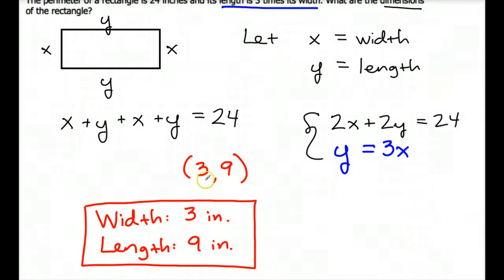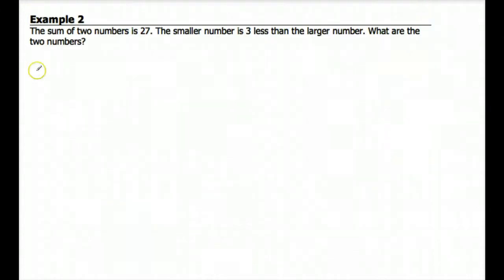Okay, if you have any trouble getting these intersection points to show up correctly in your calculator, that's something I can look at in class and try to help you with. Okay, now let's go on to example 2.